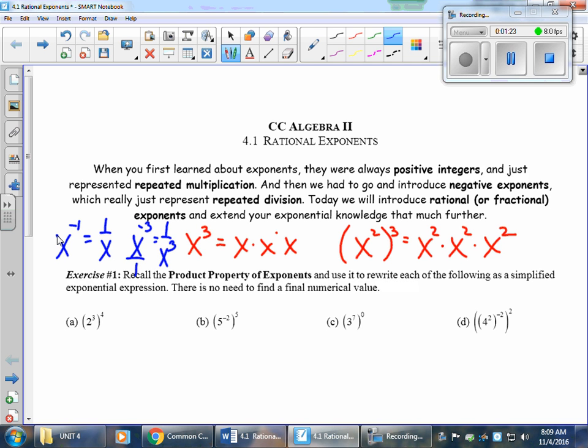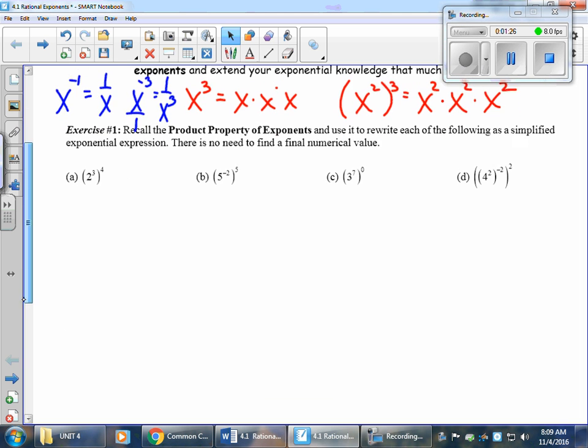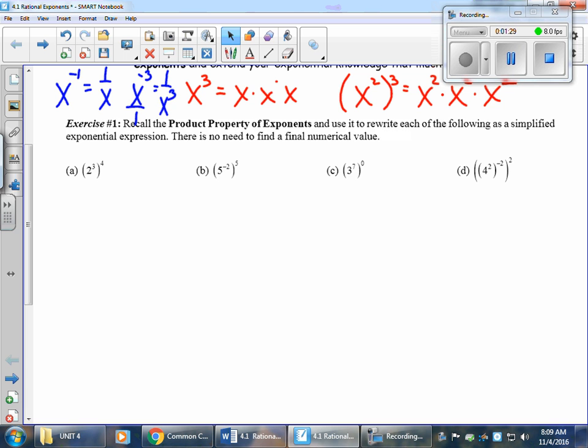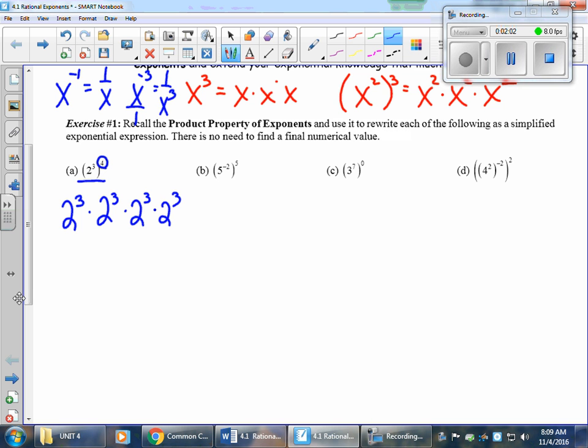So, exercise 1. Recall the product property of exponents and use it to rewrite each of the following as a simplified exponential expression. There is no need to find a final numerical value. So this is just reminding us what that means. Like I did up on top, right here in A, 2 to the third power, and then the whole thing raised to the fourth, I like to rewrite it and remind myself, what is the definition of an exponent? Well, when you have something raised to the fourth power, especially once it's in parentheses, that just means we're going to write out whatever is in that parentheses 4 times. Then once you have the same base, keep the base, add the exponents: 3, 6, 9, 12. So this is the same thing as 2 to the 12th power.